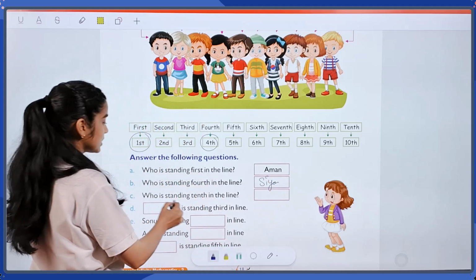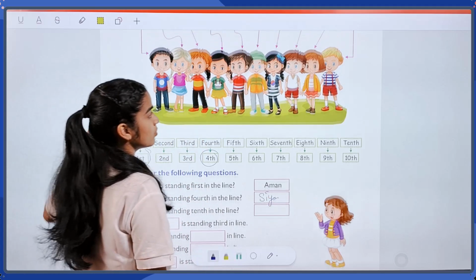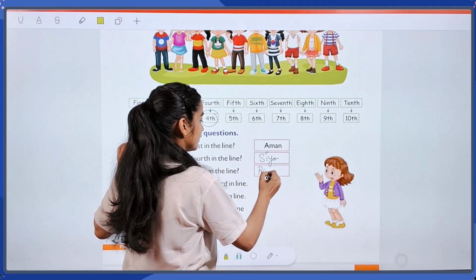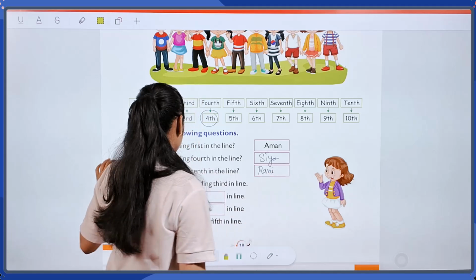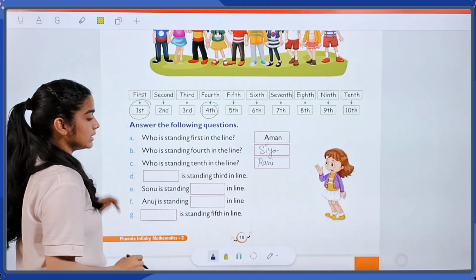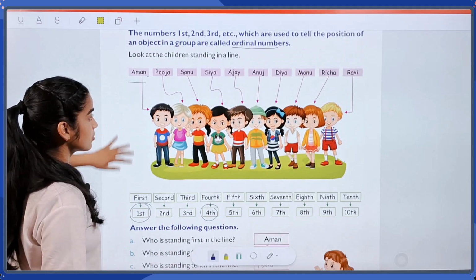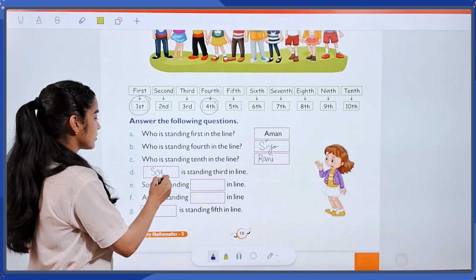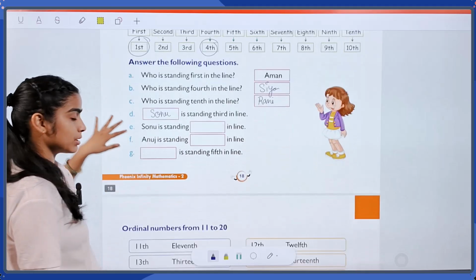Next, who is standing 10th in the line? Ravi. So we write here Ravi. Who is standing third in line? Sonu. So in the same way you have to write the rest of the questions, in a similar way as I do.